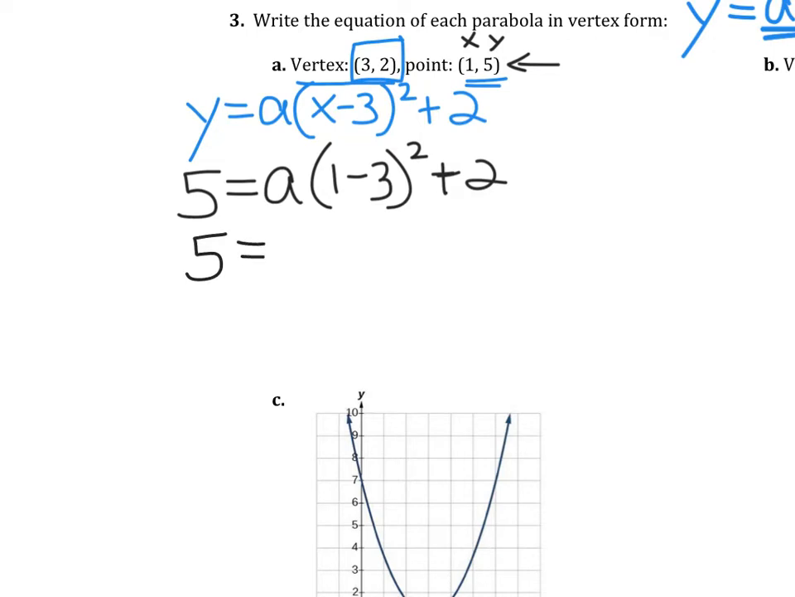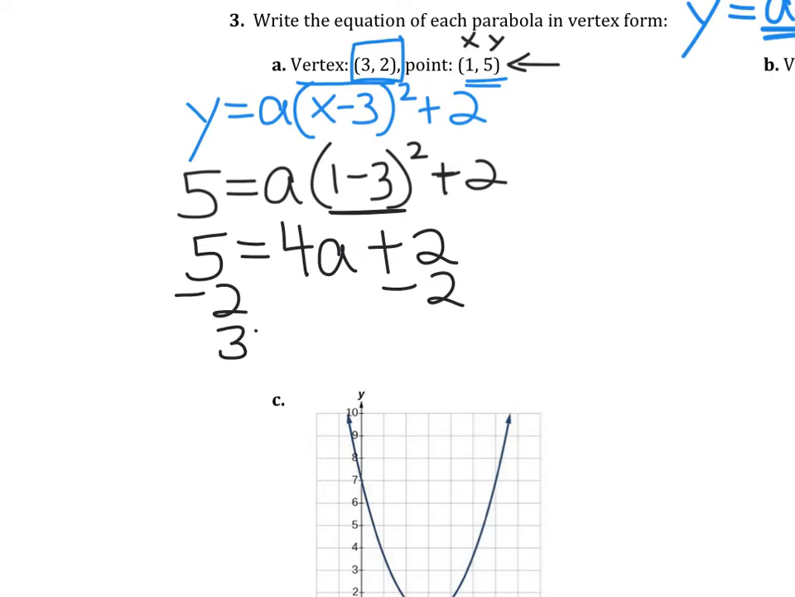So I have 5 equals. This is 1 minus 3 is -2, and -2 squared is 4. So this is 4 times a, which is 4a, plus 2. Let's solve for a. We're going to subtract 2 to the other side. 3 equals 4a, so a would equal 3/4.